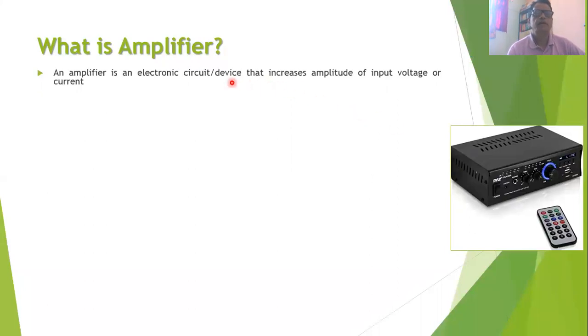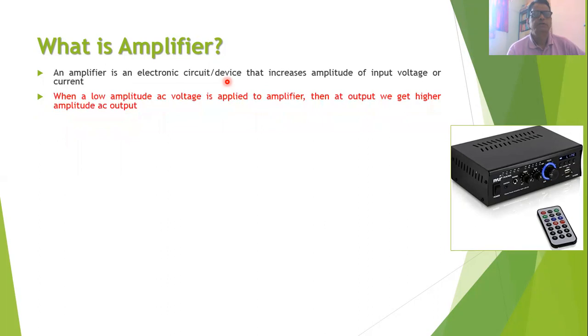An amplifier is an electronic circuit or device that increases the amplitude of the input voltage or current. That is, when a low amplitude AC input is applied to the amplifier, then at the output we will get a higher amplitude AC output. That is, to the amplifier we apply AC and the output is also AC. But the only difference is that the amplitude of the input is low and the amplitude of the output will be high.